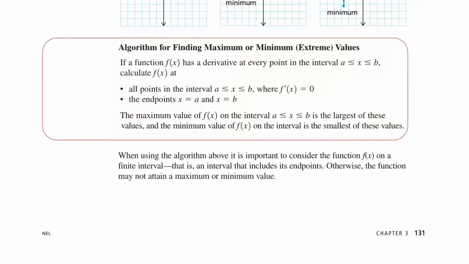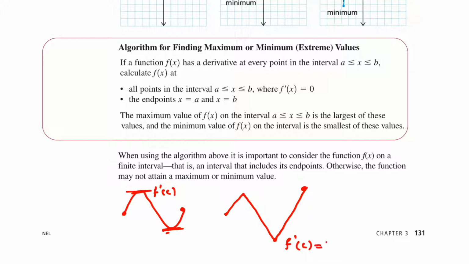To extend this, we can say the maximum and minimum occur at an endpoint or at a critical point. A critical point is a point at which the derivative is either 0 or does not exist. So we calculate the value of the function at critical points and endpoints and we do the comparison.